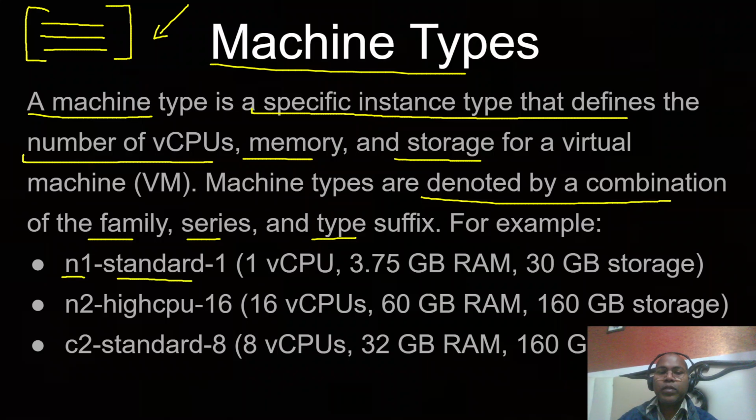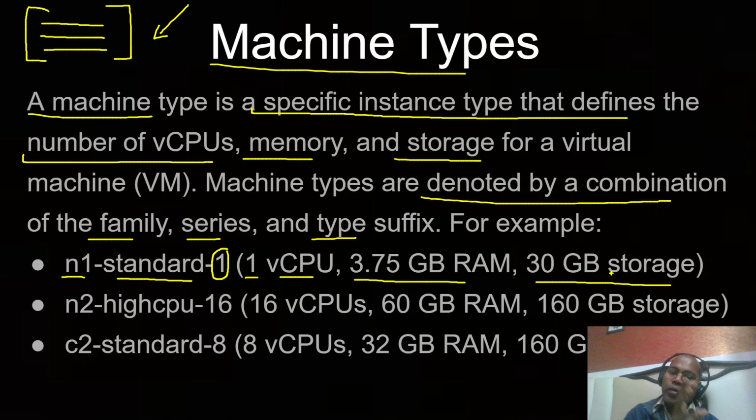This is a standard machine, and notice this one. The 1 represents your number of virtual CPUs: one virtual CPU, 3 GB RAM, and 30 GB storage. There are generally three key parameters: CPU, RAM, and storage. So here, maybe N2 is N2 high CPU. That means 16 virtual CPUs, 60 GB RAM, and 160 GB storage.